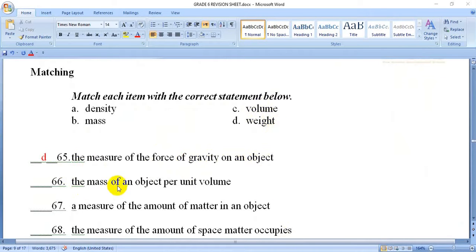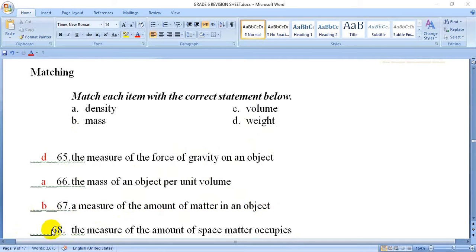The next question, the mass of an object per unit volume, mass over volume. If you remember this formula, it was for measuring density. Yes, letter A. 67, a measure of the amount of matter in an object. How much matter is in the object? Like if I have a box, how much matter is inside the box? This is the mass. So letter B.